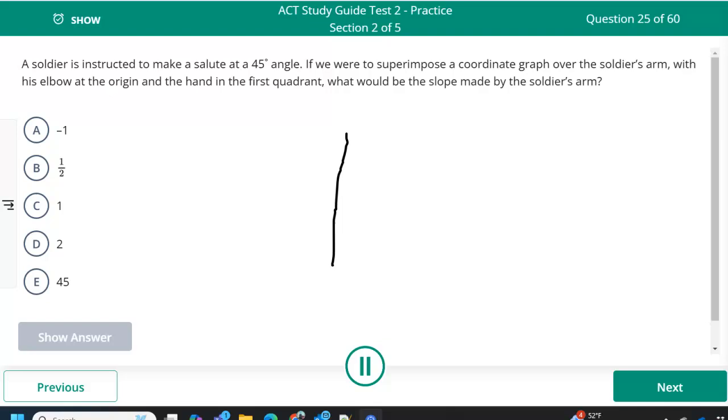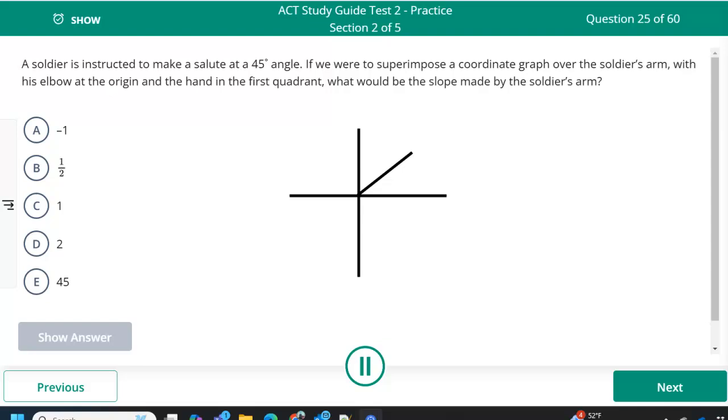I just feel like I can make better lines than that. I just got to get the red color. Okay, let's do this. All right, there's one, there's two. All right, so the elbow is at the origin. The arm is coming out at a 45-degree angle, which is approximately like that.